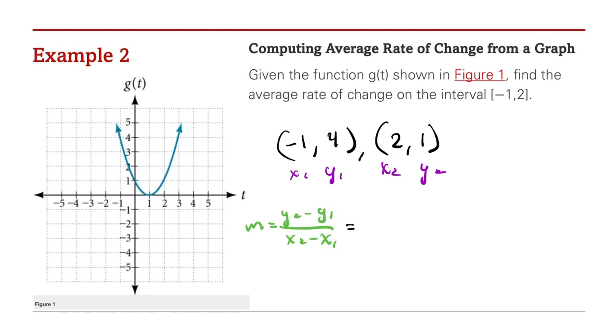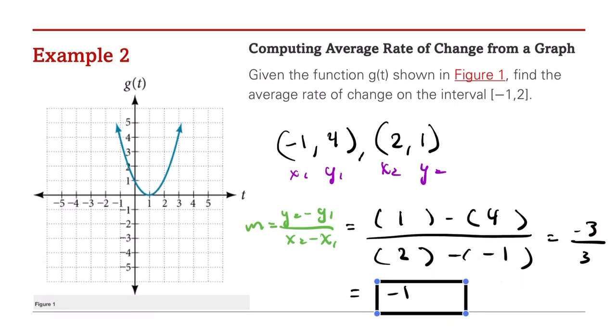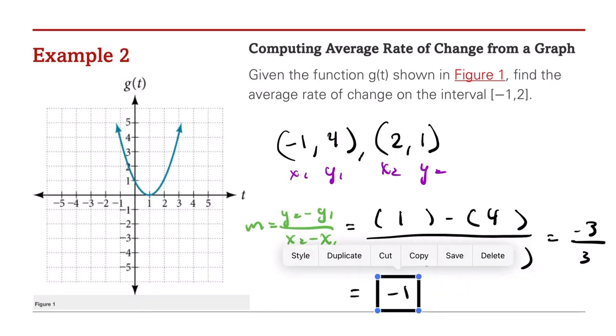Okay. So then I'm going to plug in component-wise. My y2 is 1. My y1 is 4. My x2 is 2. My x1 is -1. So notice I started with a blank set of parentheses. That's to help me to keep track of my signs. And we do have a double negative going on here that we need to account for. Okay. So then 1 minus 4 is -3 over 3. So then it looks like the final result is -1. So the average rate of change between those endpoints is -1.